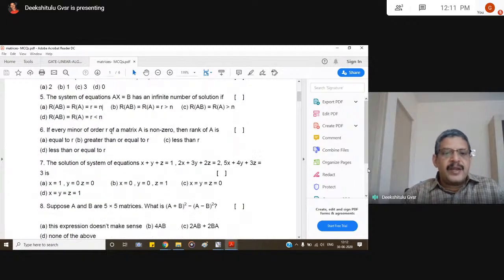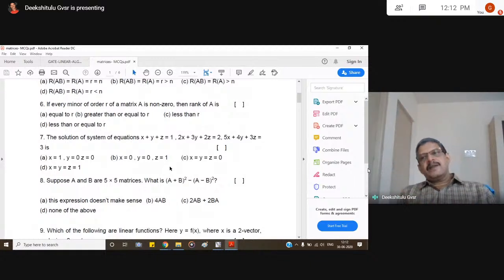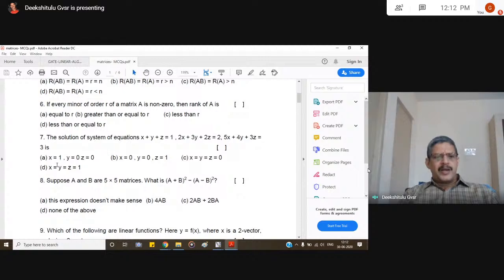Every minor of order r of matrix A is non-zero: that is the definition of the rank of a matrix. For the solutions of a system of equations, we can apply the matrix inversion method, Cramer's rule, Gauss elimination method or Jordan method. Whatever method you apply, you have to solve the equations. Or else, if you can do it smartly, substitute the points one by one quickly in all these equations. That is another, indirect way of doing it. I don't advise it.